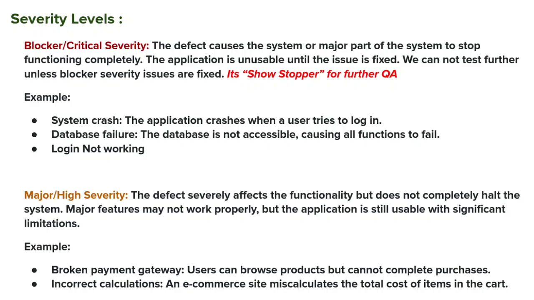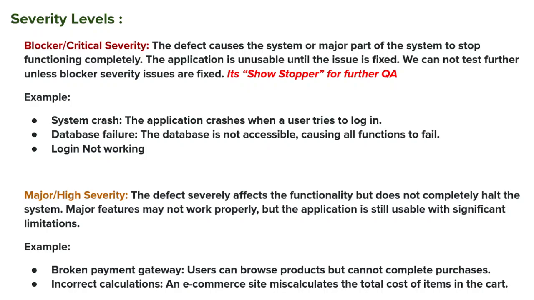What are some examples of blocker severity? System crash. If your application is getting crashed when a user tries to log in, that is a blocker severity. Database failure. The database is not accessible. If the database is not accessible, it will cause all the functions to fail. Login will not work. So such issues are basically blocker or critical severity issues.